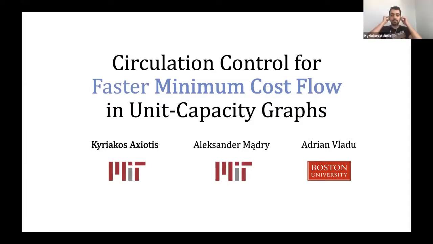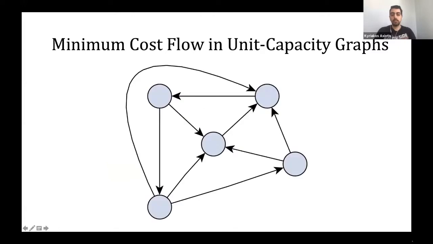Okay, cool. So this talk is about the faster min cost flow algorithm in graphs with unit capacity. It's joint work with Alexander Madry and Adrian Vladu. So what's this problem about?